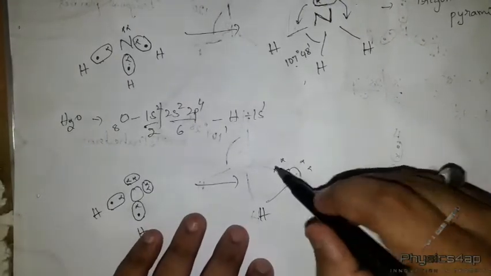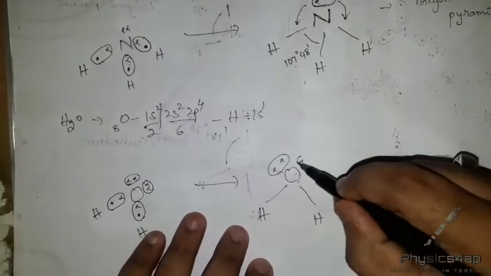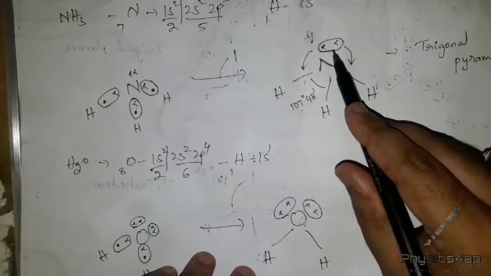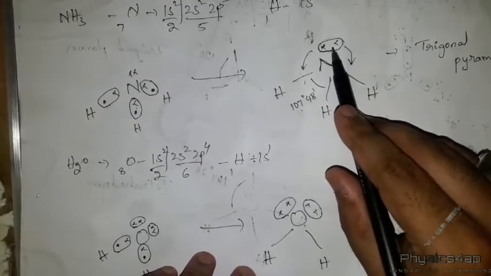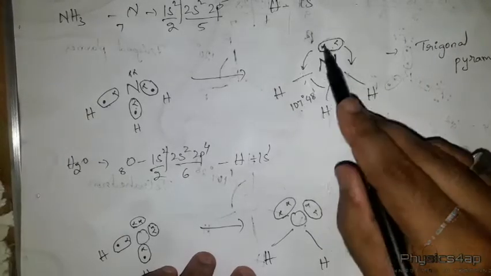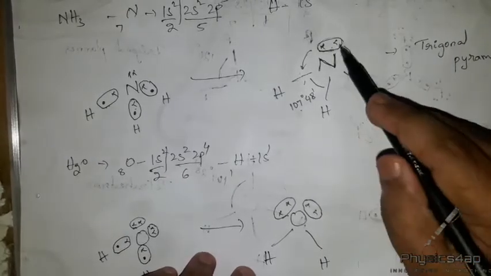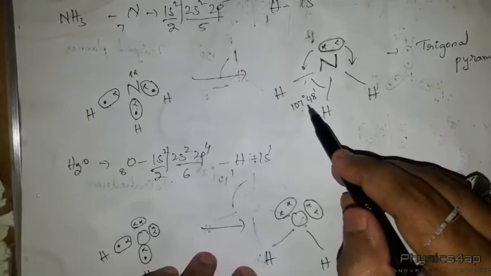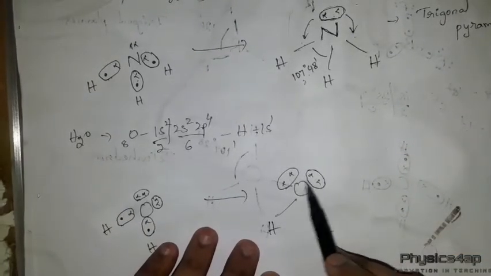So this is the complete structure. Here we have a lone pair and here we have a lone pair. Previously, as we had only one lone pair, this lone pair and bond pair get repelled, and the angle decreases. Now again, here we have 2 lone pairs.